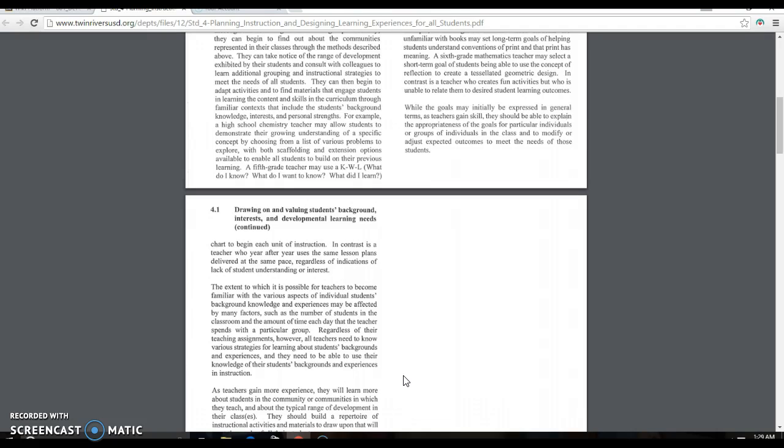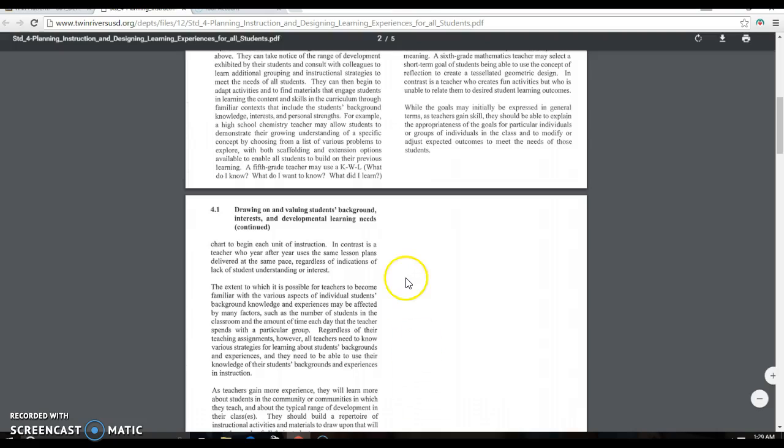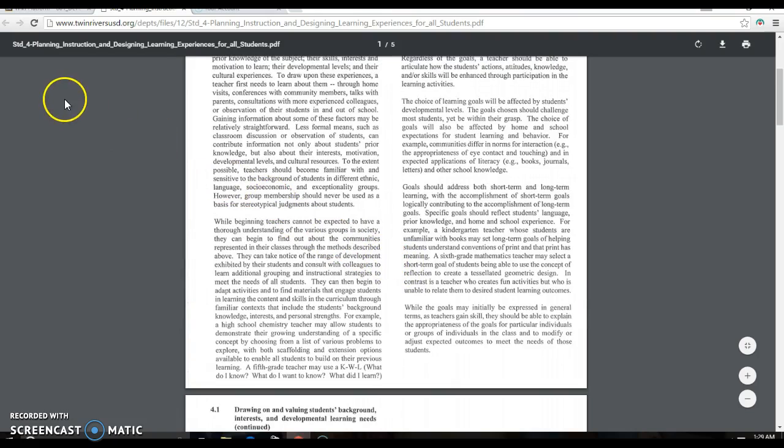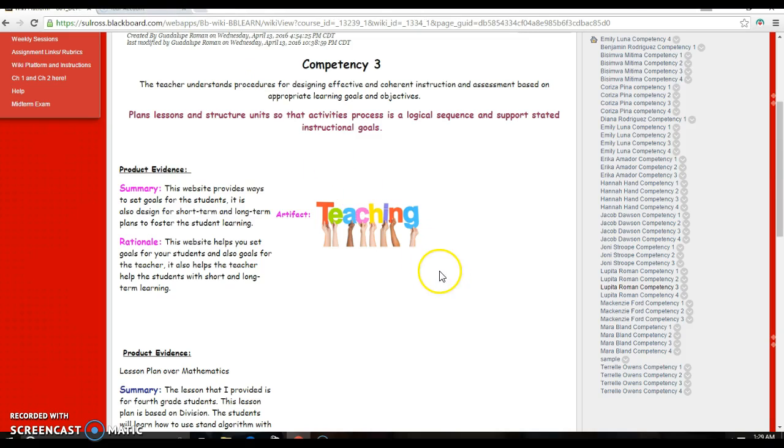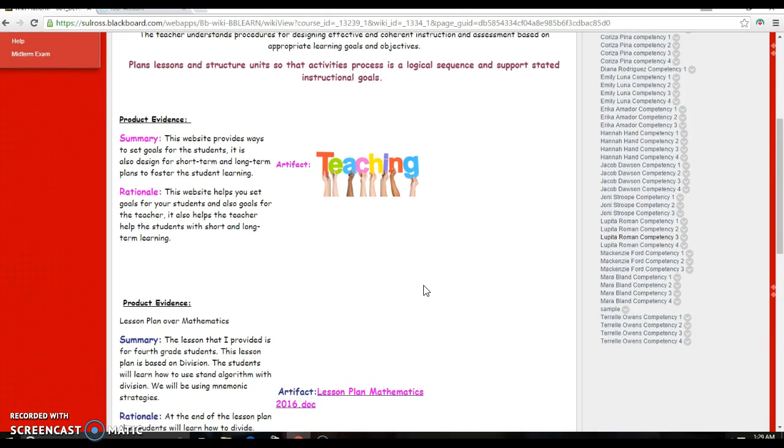And you as a teacher, you have to think about yourself and set a goal for you and try meeting that goal every year and meeting the goal for each student and in your whole class. So basically, my summary, this website provides ways to set goals for students. It is also designed for short-term and long-term plans to foster the students' learning. My rationale, this website helps you set goals for students and also goals for the teacher. It also helps the teacher help the students with short and long-term learning.